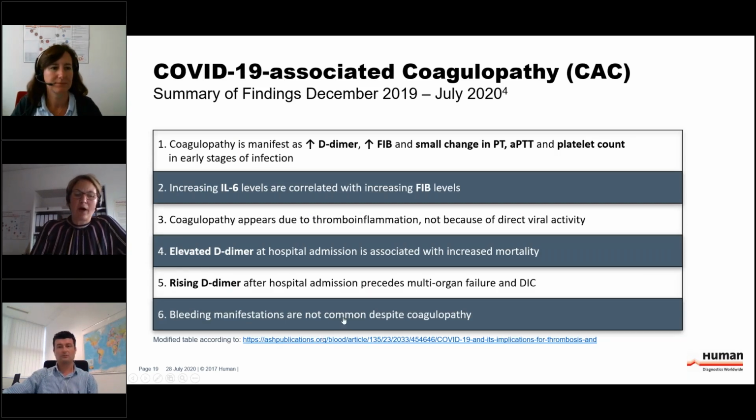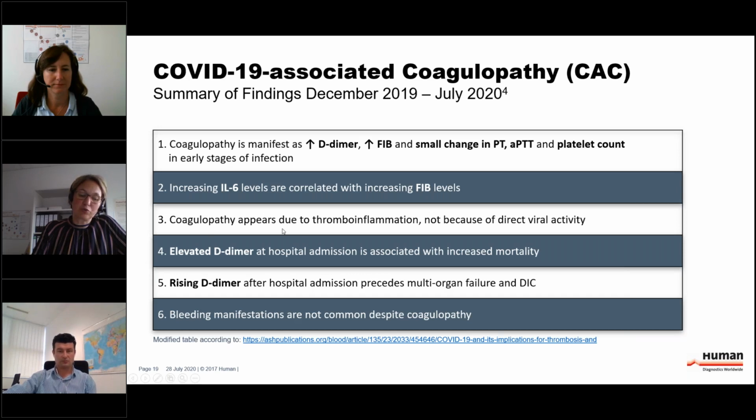I would like to end my part of this webinar with the following summary. What is reported about the COVID-19 associated coagulopathy? First, the coagulopathy manifests as an elevated D-dimer level with high fibrinogen and small changes in the PT, APTT, and platelet count in the early stage of infection. We have increasing interleukin-6 levels that are correlated with increasing fibrinogen levels.